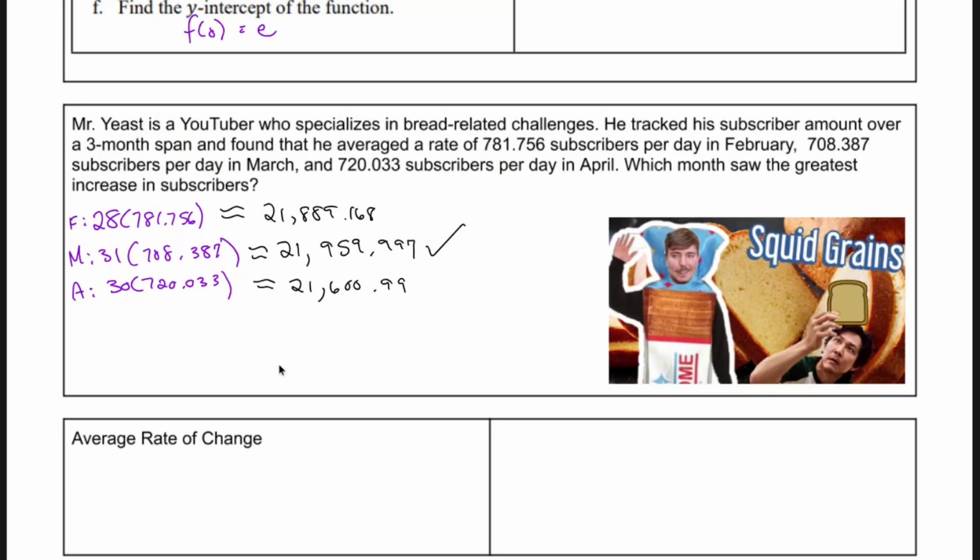Now, the trick behind this problem is you would look at the averages and be like, how is that even possible? That's 781 a day, and that's 708. Yeah, well, March wins because it has a few more days. So March is our guy.